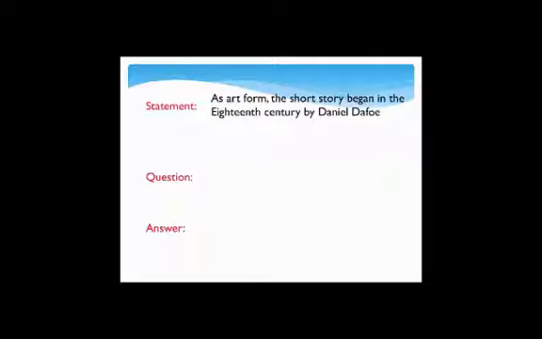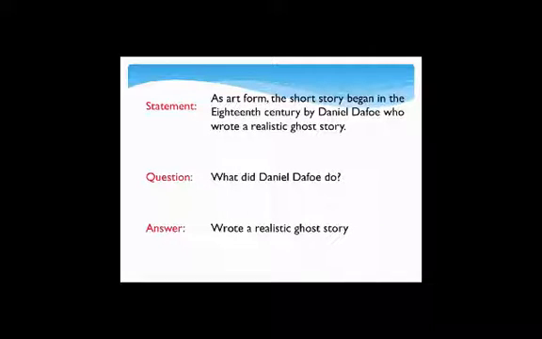Our reading goes on to say by Daniel Defoe. So, what's our question? The answer, who began the short story as an art form? Answer, Daniel Defoe. It goes on to say, who wrote a realistic ghost story? So, what's our question? And the answer is, what did Daniel Defoe do? And the answer to that question would be, wrote a realistic ghost story.